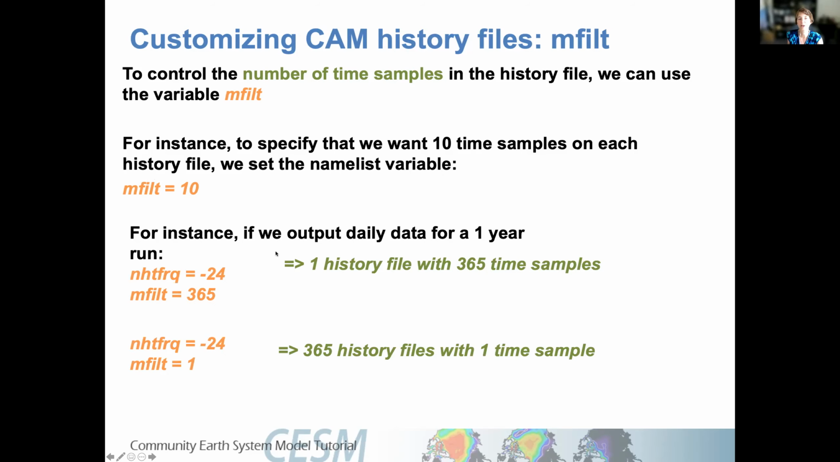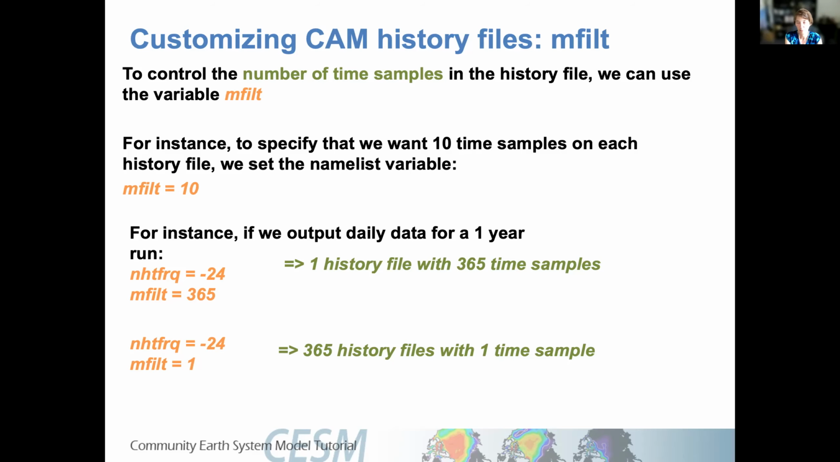And this is an example. If you output data for 1 year, then to output daily, you are going to set the variable nhtfrq to -24. And if I set mfilt to 365, I will have a single history file with 365 time samples. If I set mfilt to 1, then I will have 365 history files with one time sample each.